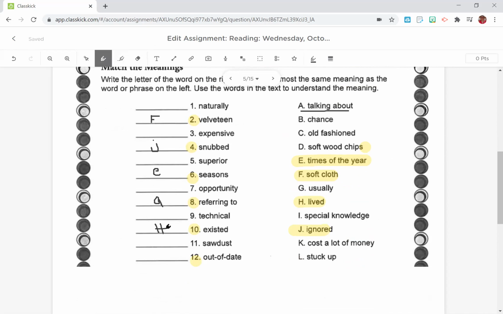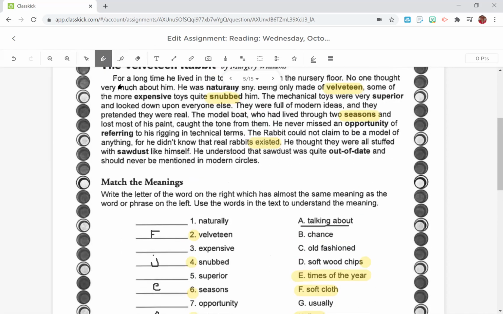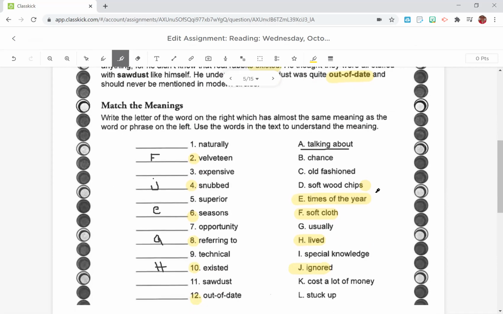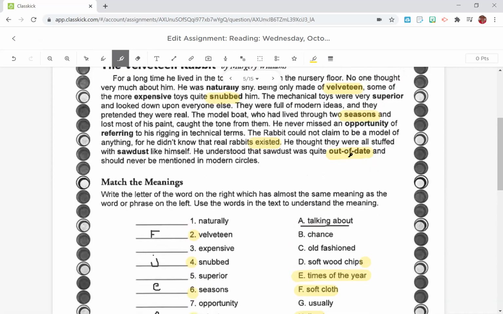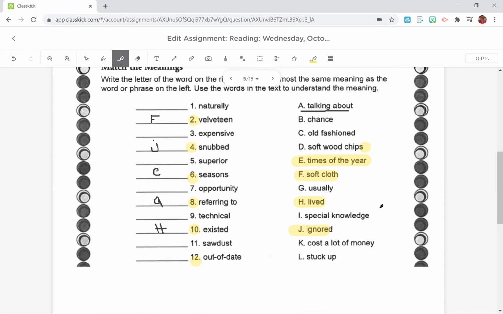H. And our final one we're going to do together is out of date. He understood that sawdust was quite blank and should never be mentioned in modern circles. Modern circles is right now. Modern is right now. So out of date has to mean old-fashioned. So C is 12.